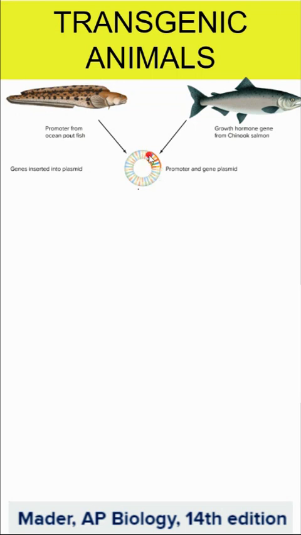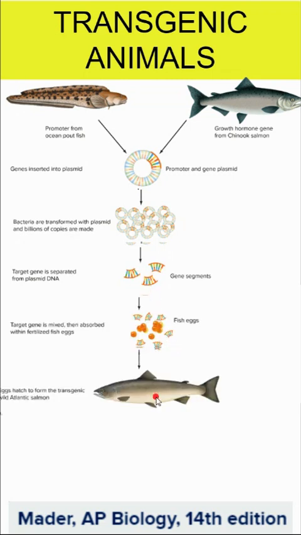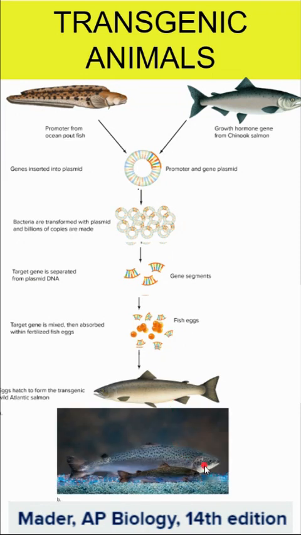So we genetically engineer this plasmid. They transform it into bacteria. Billions of copies are made through gene cloning. And then ultimately we can snip out those segments again, mix them with fertilized fish eggs, and ultimately you end up with this transgenic salmon. And this transgenic salmon can grow 3 times as fast as a wild salmon and with less food.